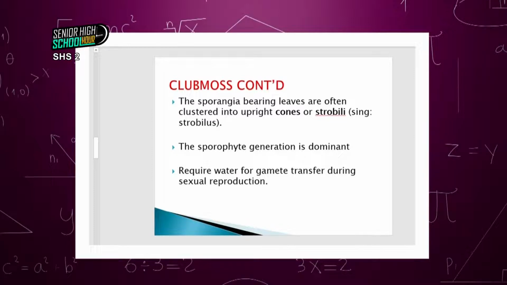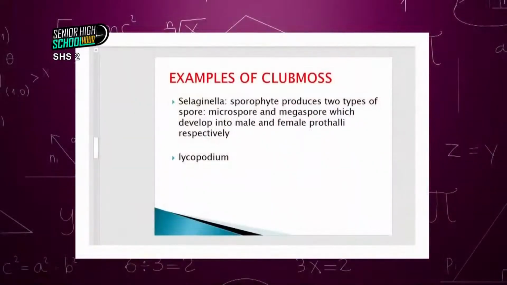The dominant phase I've explained in every organism, the one that stays for long and is domineering in the life cycle of the organism. In this one, the sporophyte is the dominant stage. Examples are Selaginella and Lycopodium. These are the common club mosses around us.